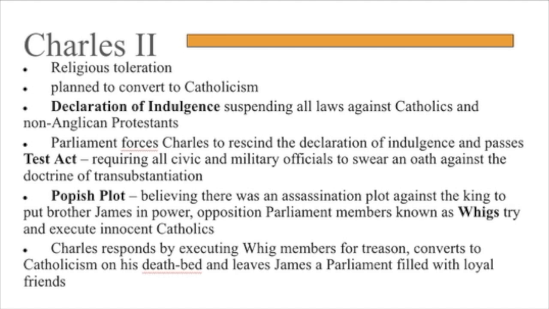Then there's something called the Popish Plot under Charles II, where essentially they try to get rid of Charles II and bring in his younger brother, James II, who has already converted to Catholicism and is an open, practicing Catholic, and they want to put him on the throne. But what you're going to find out is that the Whigs in Parliament, who are supportive of Charles II, are going to have Catholics executed in response to this plot. Most of the Catholics end up being innocent. So then Charles responds by having Whig members executed because they had just executed Catholics.